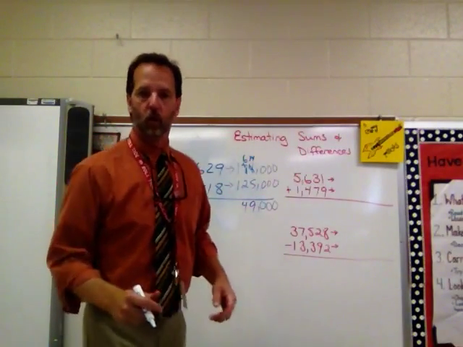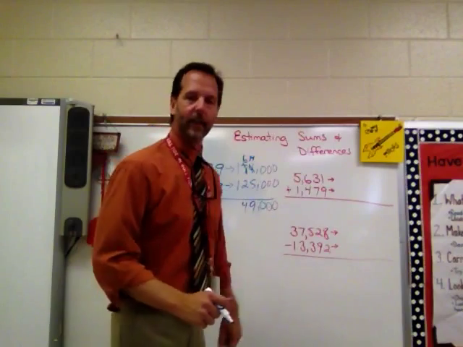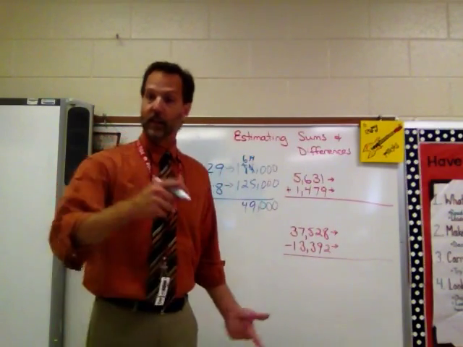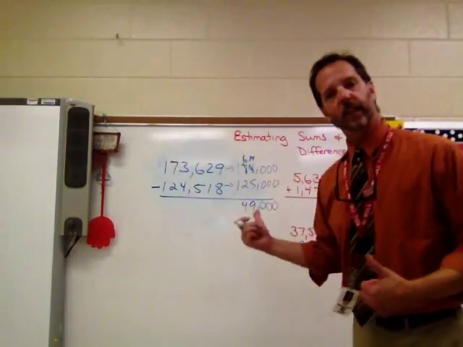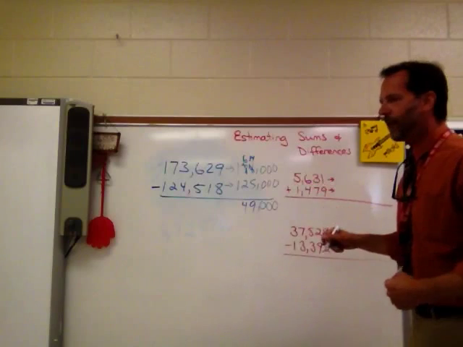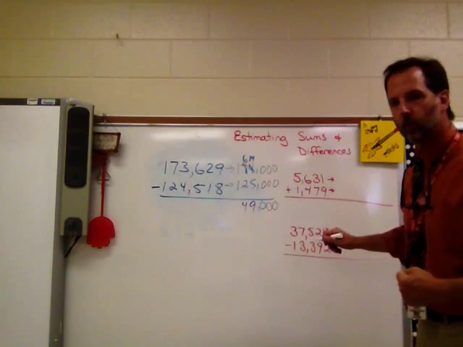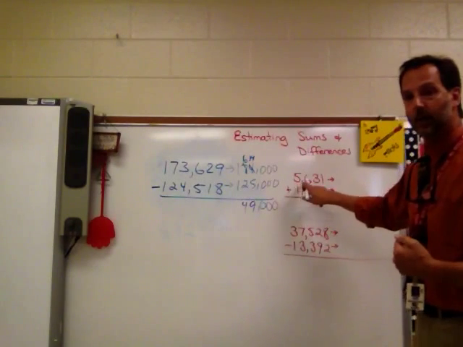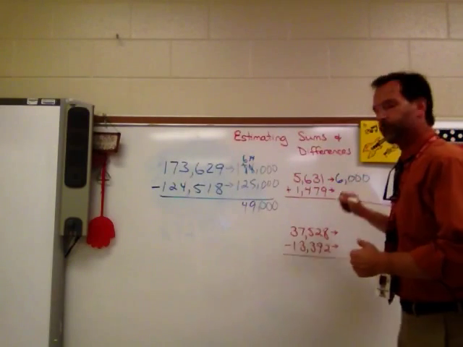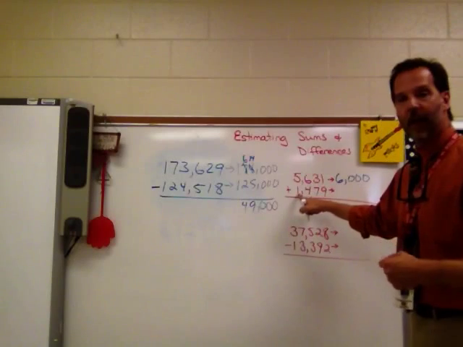Now what I'd like you to do is pause the video and try these two. Go ahead, I'll wait. Did you give it a shot? How'd you do? Let's check and find out and see how well you did. In this one, 5,631 rounded to, it was either 5 or a 6, and it was going to be, right, 6,000. This one was going to be 1,000 or 2,000.